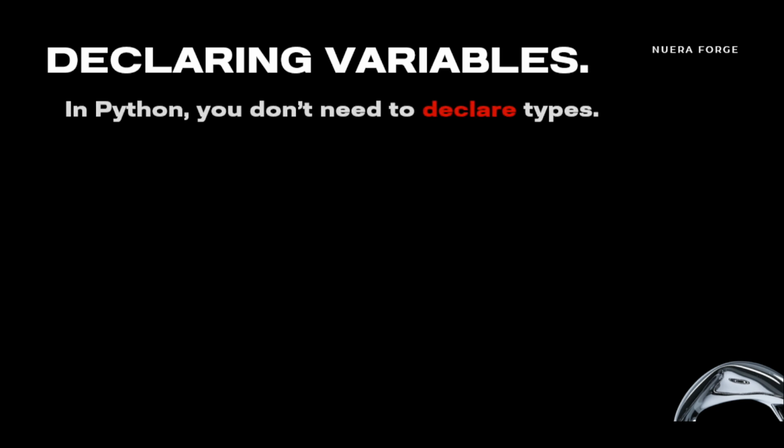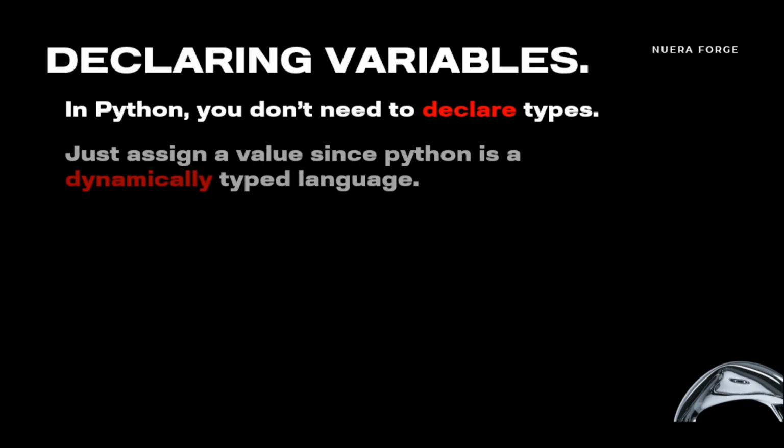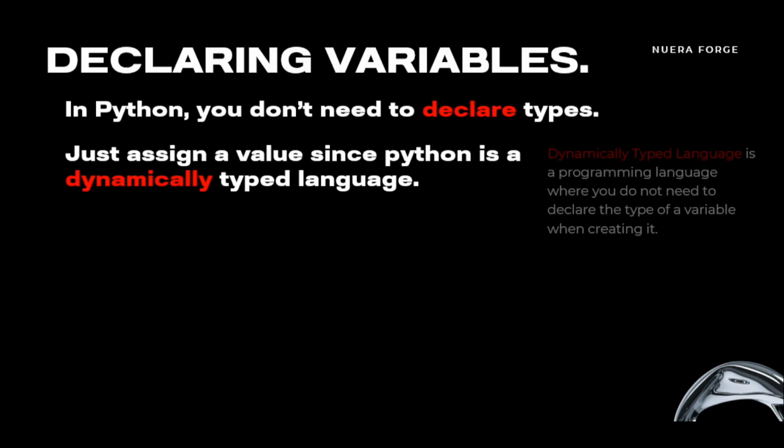So in Python, you don't need to declare data types as you see in other languages like C, because Python is a dynamically typed language. You just assign the value you want to store to a variable. When I talk of a dynamically typed language, I mean a programming language where you don't need to declare the data type of a variable when creating it.